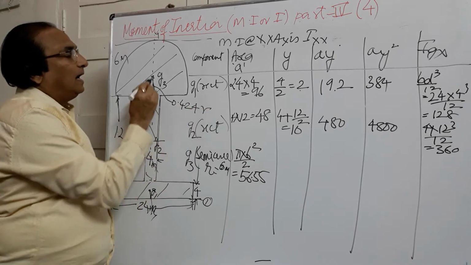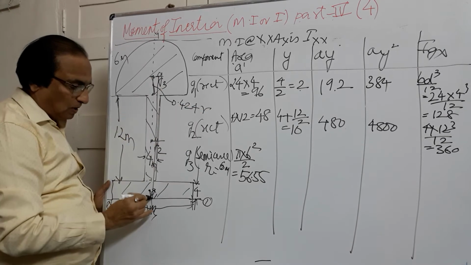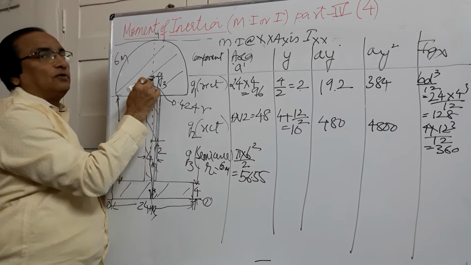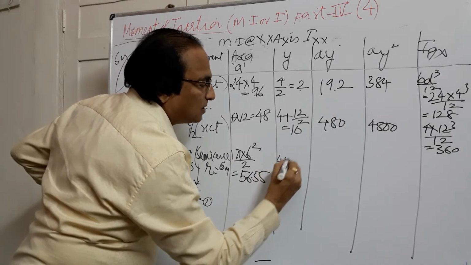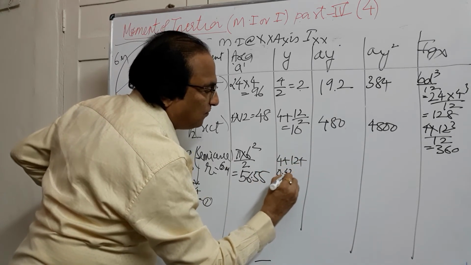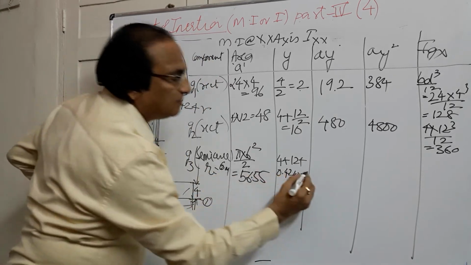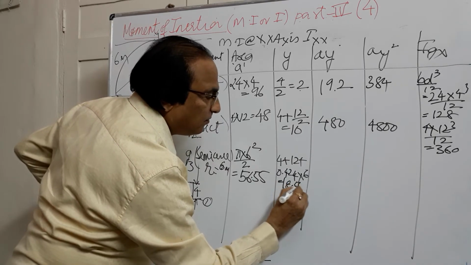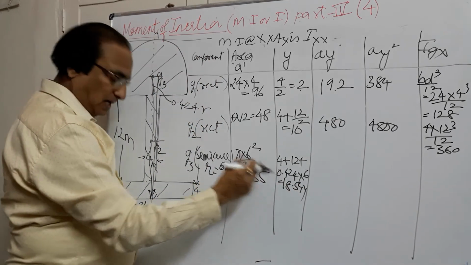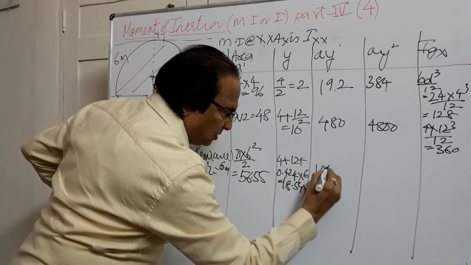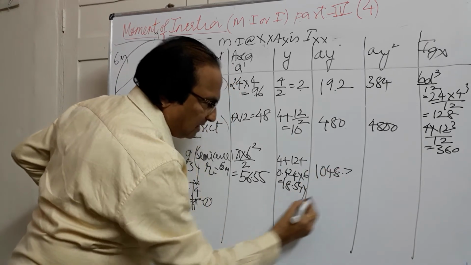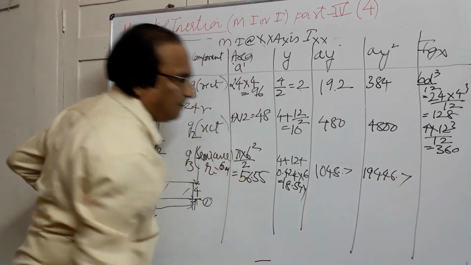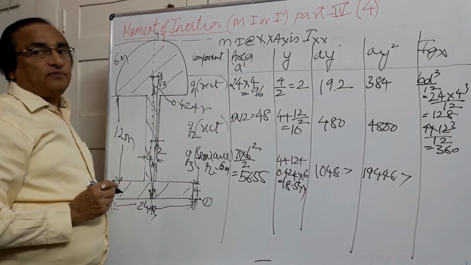Now here we know the distance of the center of a semicircle from the diameter is 0.424 r. I know this, but I want the distance from here to 1 1. So what will be the distance? 4 plus 12 plus 0.424 into r, r is here 6 meters. So this value will be 18.544. You know A, you know Y, multiply them, you get this value as 1048.7. Once again multiply by Y, you get 19446.7.